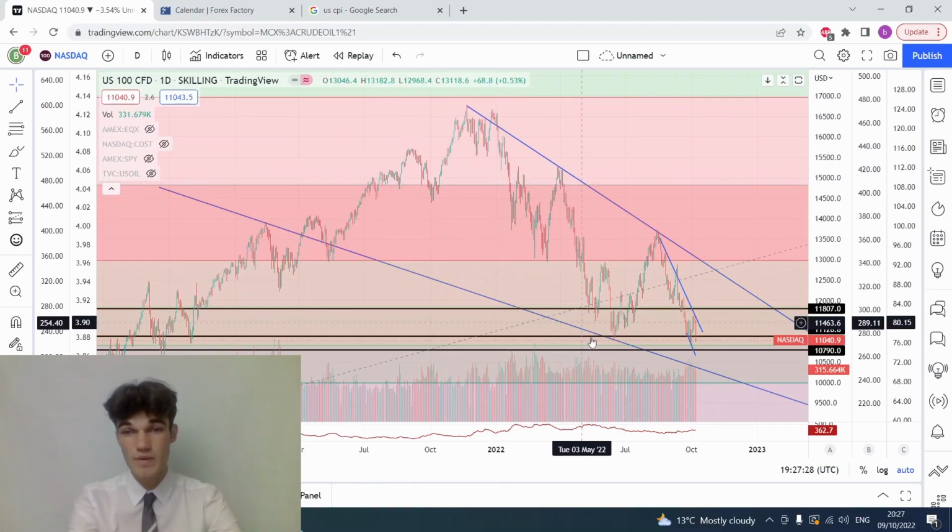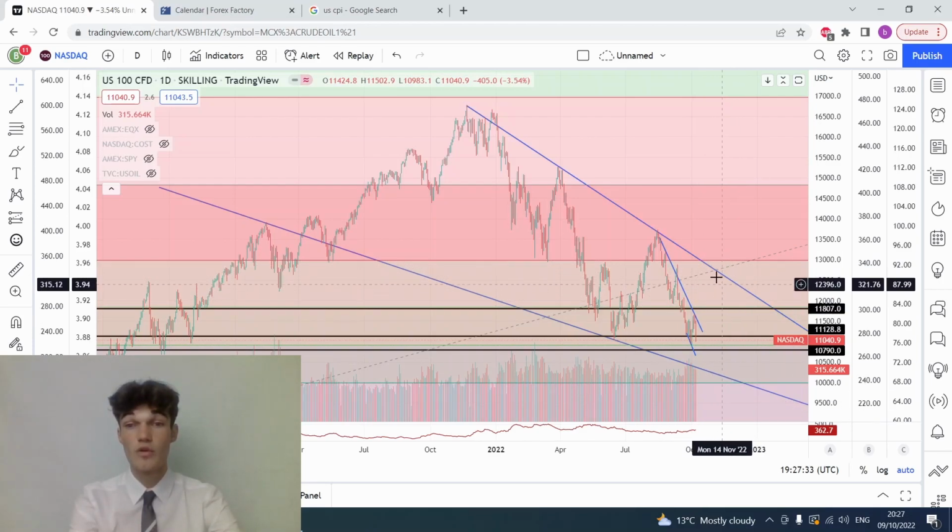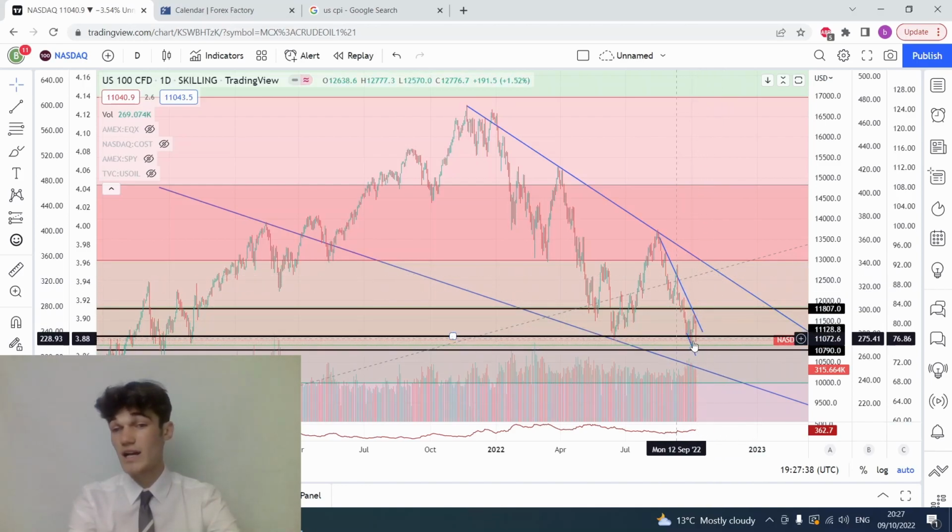Came back up to the trend line, we bounced down. So we could come back up to this trend line and bounce down if we do come up to that trend line. Of course, I will be shorting the market at this trend line. Right down here, as I said, I am a buyer.